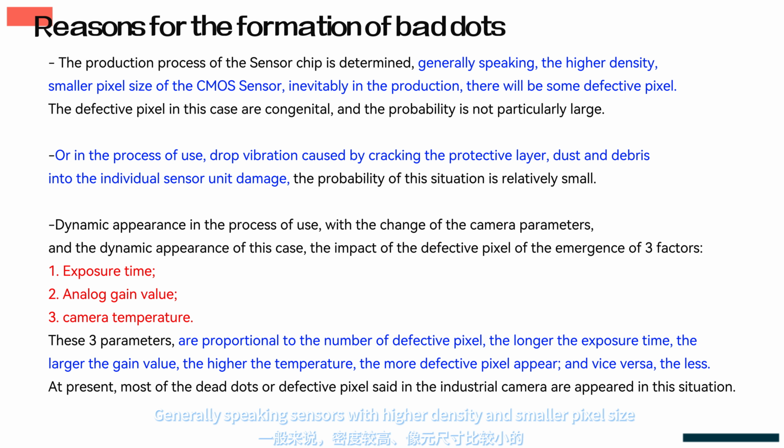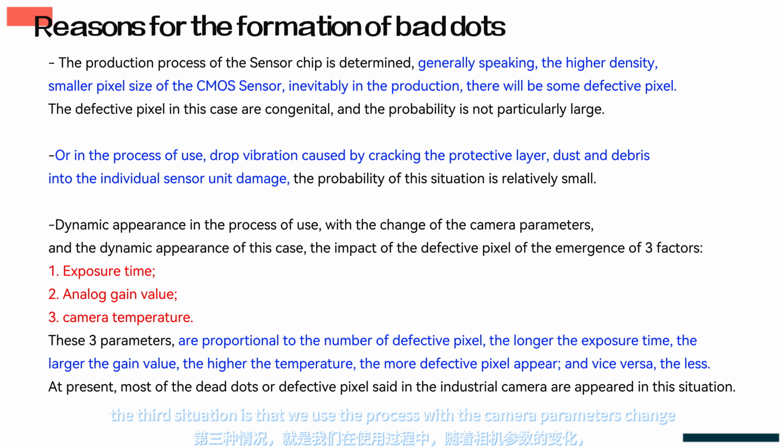Generally speaking, sensors with higher density and smaller pixel size, such as CMOS, will inevitably have some defective pixels during production. The defective pixels in this case are congenital, and the probability is not particularly large. Or, in the process of use, a drop or vibration causes the protective layer to crack, and dust and debris damage individual sensor units. But the probability of this situation is relatively small.